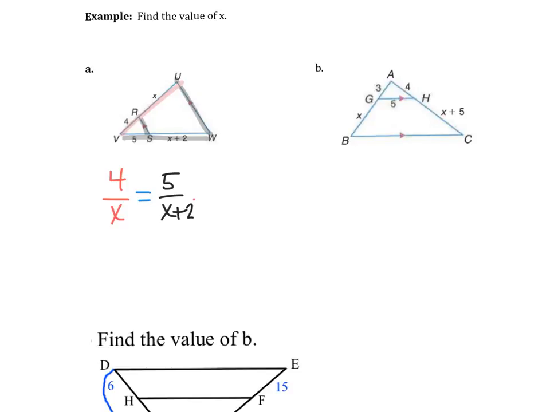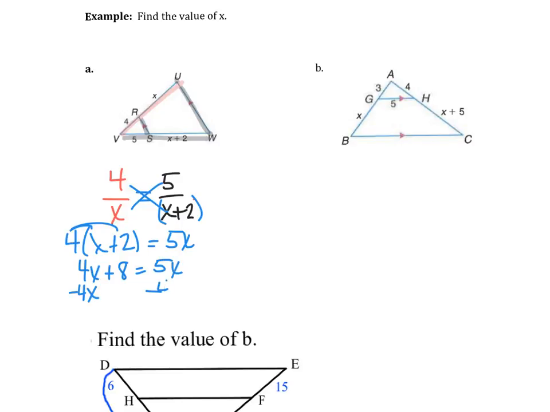Looking to solve those, I'm going to use my cross products here. Remembering I'm going to put that quantity X plus 2 in parentheses, so 4 parentheses X plus 2 is equal to 5X. Using our algebra now to solve, I have to distribute first. 4x plus 8 equals 5x. I'm going to move this 4x to the right side here. So I've got 8 is equal to x. It only asks for the value of x, not the lengths of the sides. So 8 is my x value.